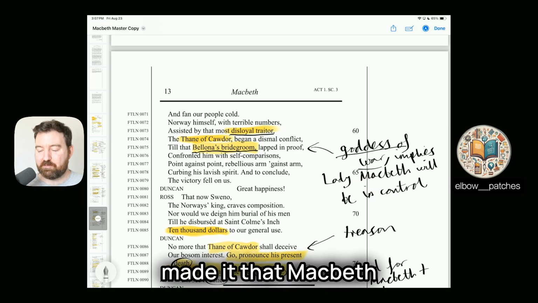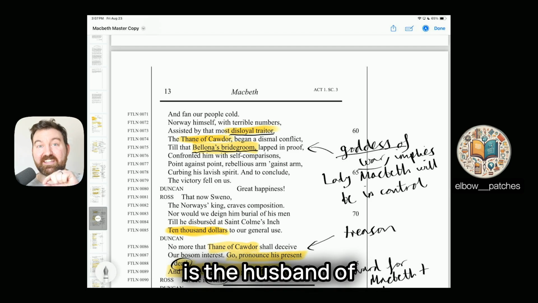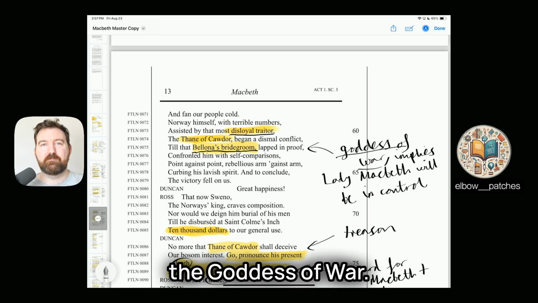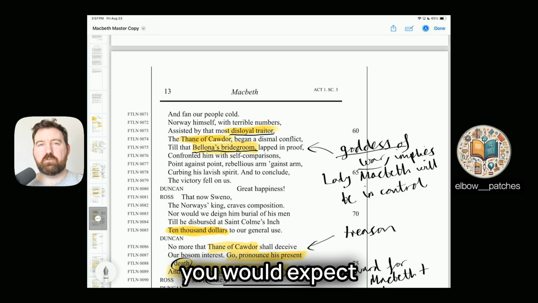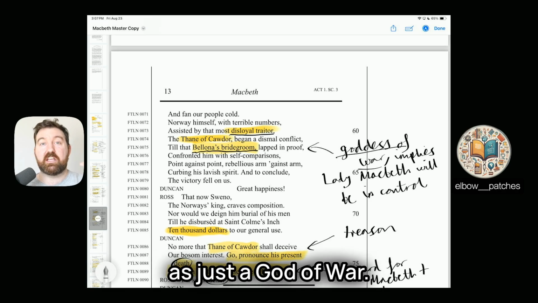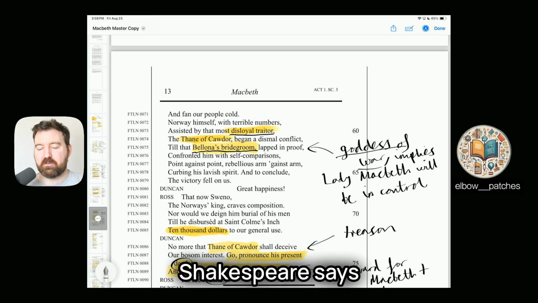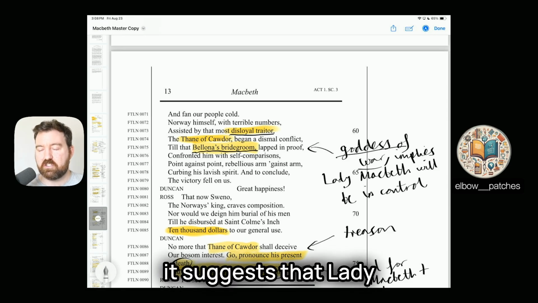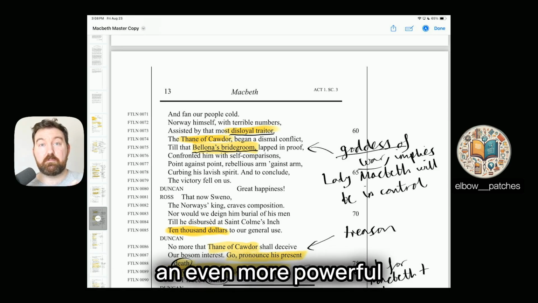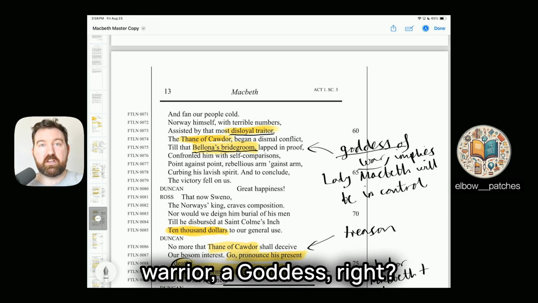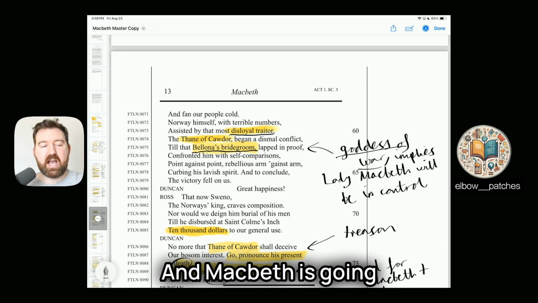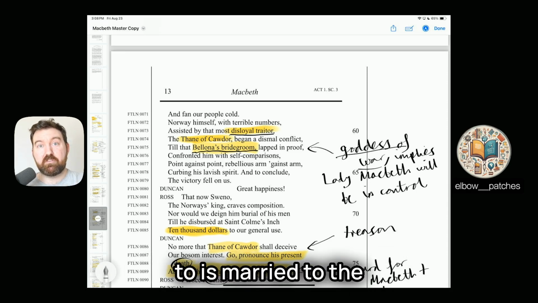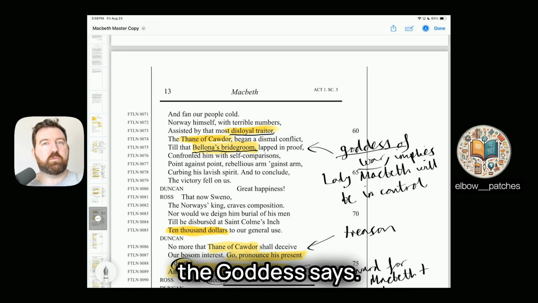So Shakespeare has made it that Macbeth is the husband of the goddess of war. That's weird, right? If Macbeth was the one on the battlefield, you would expect them to describe him as just a god of war, but they don't. Shakespeare says that Macbeth was like the husband of the goddess of war. And the reason that's important is because it suggests that Lady Macbeth is going to be an even more powerful warrior, a goddess, and Macbeth is married to the goddess, and therefore is going to go along with what the goddess says.